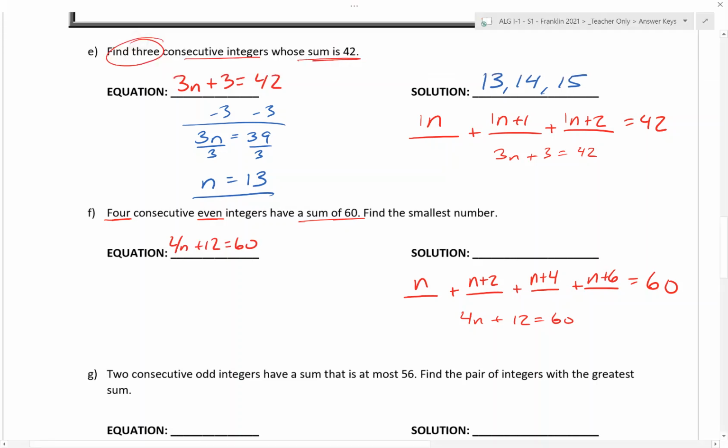Now we just solve to find the smallest number. So let's subtract 12. 4n equals 48. Let's divide by 4, and n equals 12. Okay, so that's our first number. We just have to write down all four. So if the first one's 12, the second consecutive even integer would be 14, and then 16, and then 18. So there are four numbers there.